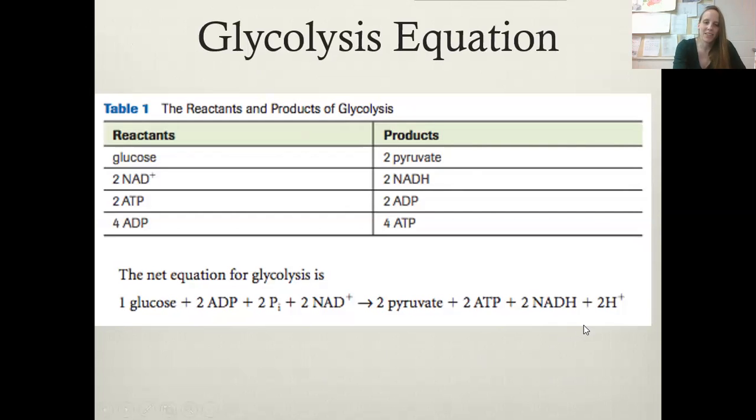Okay, so this is kind of the net reaction here. We have our 1 glucose, the 2 ATP and P, so ADP plus P is just 2 ATP. So the glucose, the 2 ATP, and the 2 NAD+. From that, we're going to get the 2 pyruvate, which is where most of the energy is still going to be after glycolysis. We're also going to have 2 ATP, which has some energy, and the 2 NADH, which has some energy, and then the 2 hydrogen ions are just going to float away.